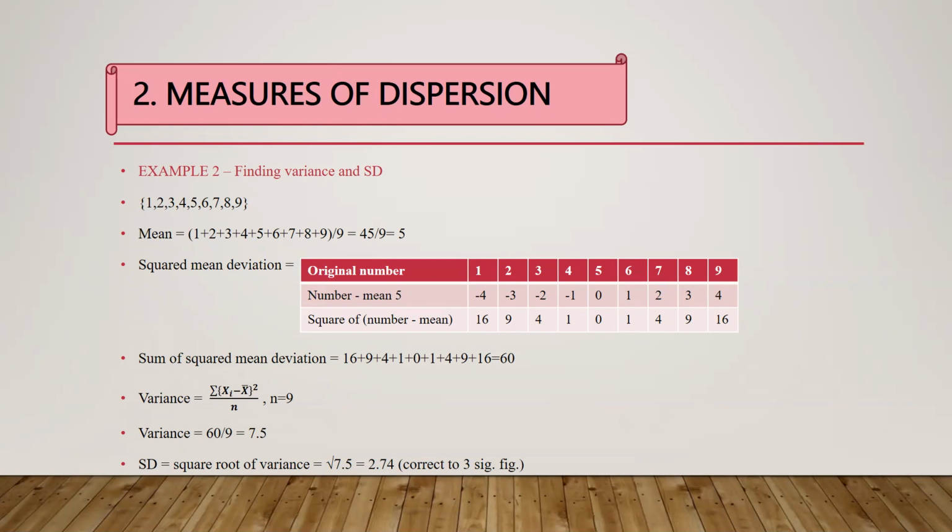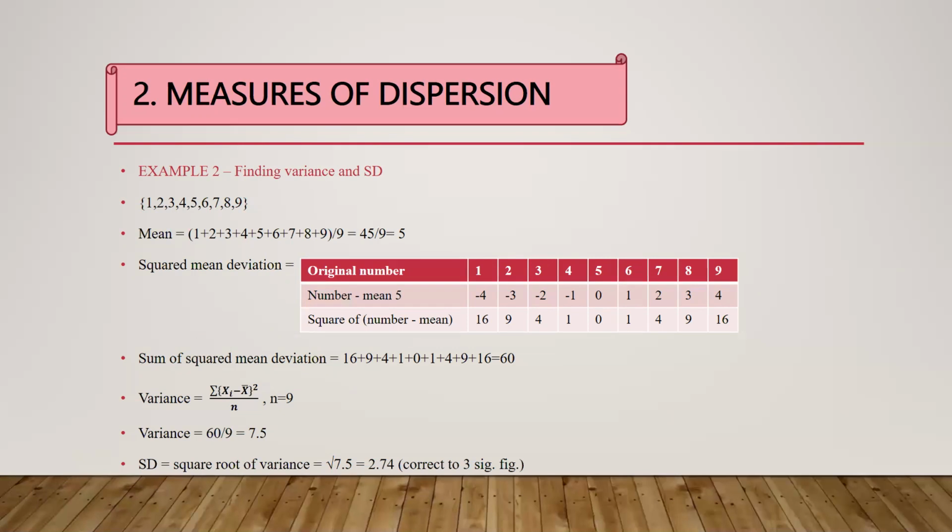Let's look at the second example to find the variance and standard deviation. Here we have a small data set of only 9 values, which is from 1 to 9. In order to find the variance, first we have to calculate the mean. So again, mean is the average value, which is the sum of all data divided by the number of data. So which is 45 divided by 9, that gives you 5. So this is your mean.